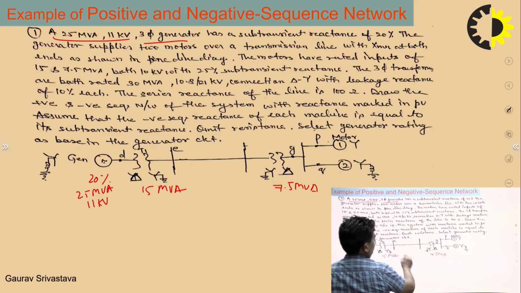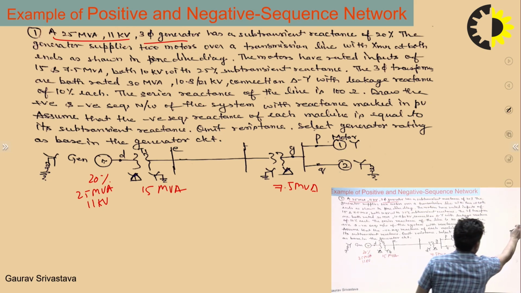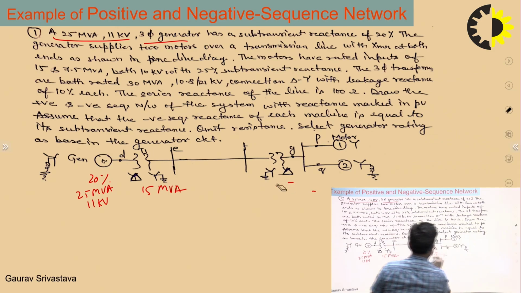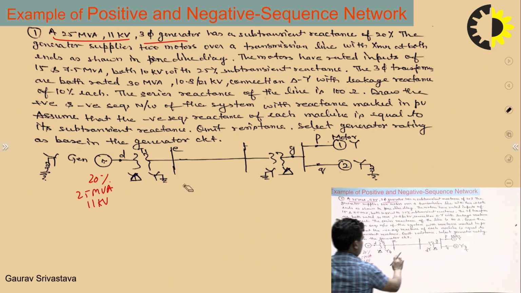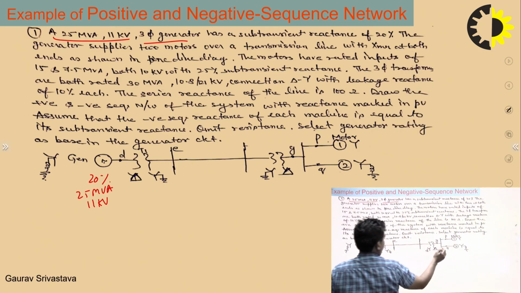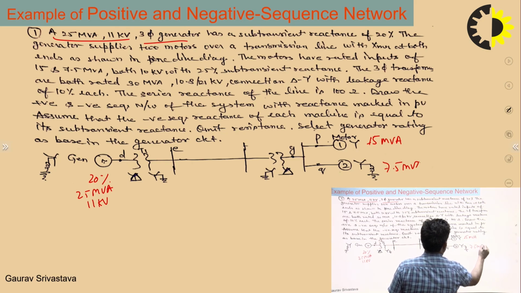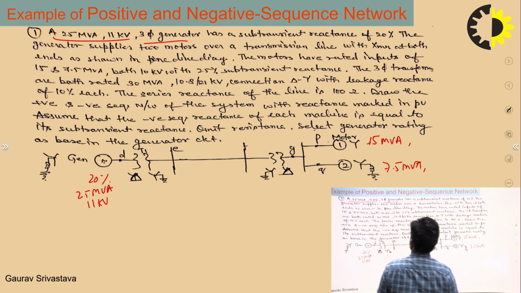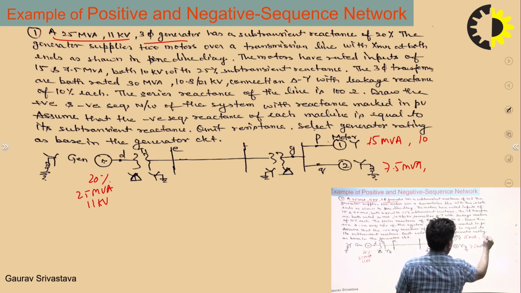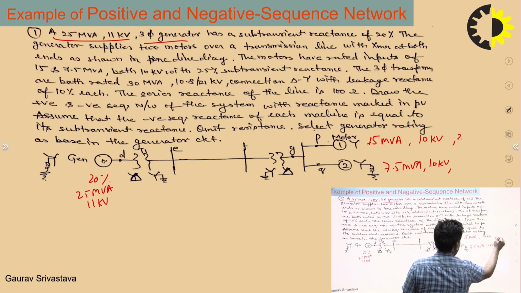Sorry, one second, there is a correction. The motors have rated inputs of 15 and 7.5 MVA. So that rating is given for the motors. Write the ratings here: 15 MVA and 7.5 MVA. These are the motors, and the voltage for both is 10 kV, and the reactance is given as 25%.